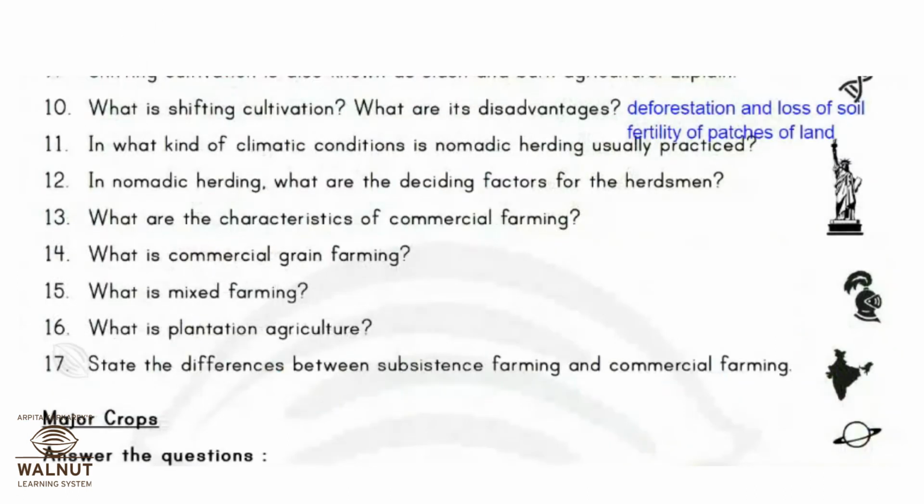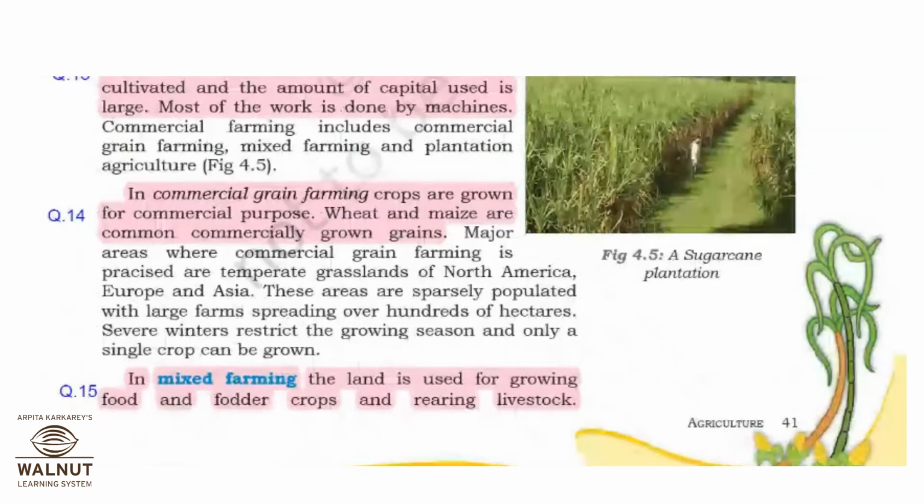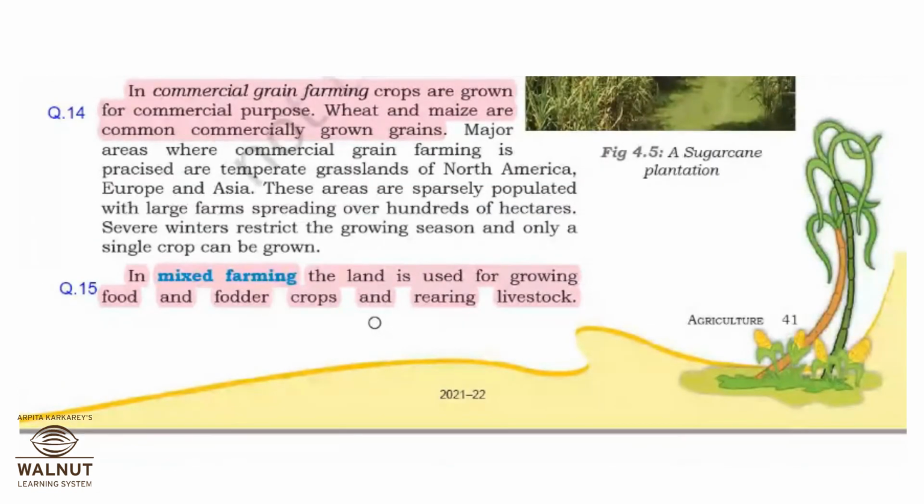Then the next question, what is mixed farming? Somebody has asked the question, what is mixed farming? So in mixed farming, we have mixed processes. Okay, why is it known as mixed farming? Because we have mixed processes there. Like first, the land is used for growing food. So what are they going to do there? They will do the cultivation of the crops there. Then fodder crops also they are going to cultivate there. Fodder crops are useful for the animals.